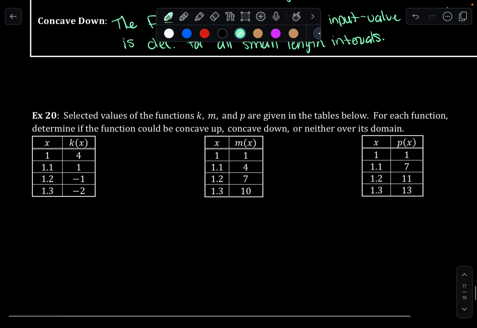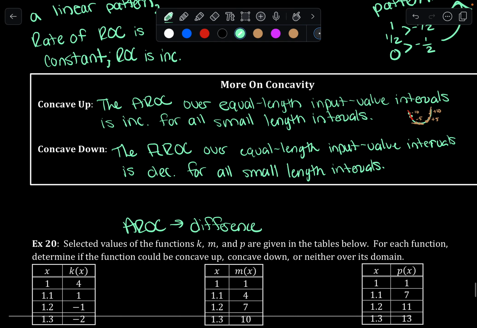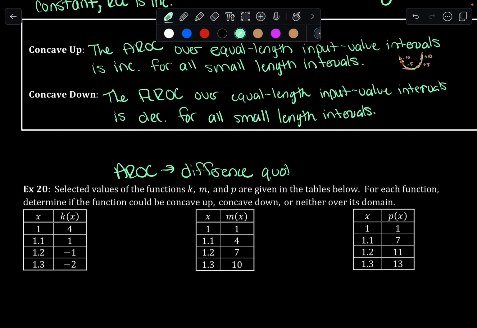Okay, so example 20, selected values of the functions k, m, and p are given in the tables below. For each function, determine if the function could be concave up, concave down, or neither over its domain. So for concavity problems, you will always use average rate of change, all right, or your difference quotient. You never just want to compare the outputs, okay? So you always want to use the difference quotient, which is our y2 minus y1 divided by x2 minus x1.